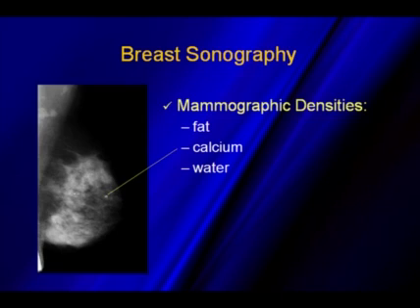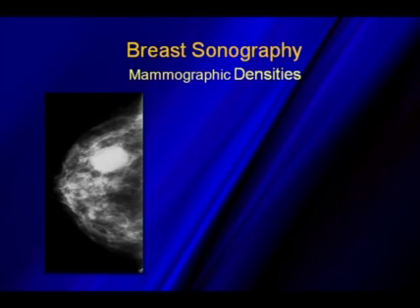Calcium, this is a benign calcification. And the third density that we deal with mammographically is called a water density. A water density is anything that's white mammographically. So in looking at this lesion here, we have a mammographic lesion. It is a water density, and this is where ultrasound is most helpful in looking at that and determining exactly what we're dealing with.